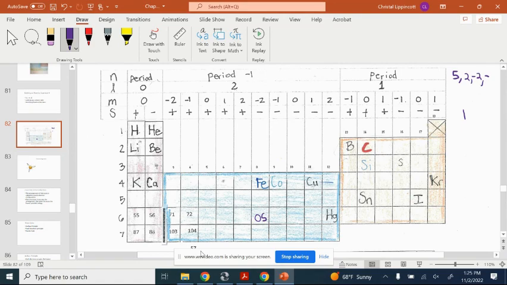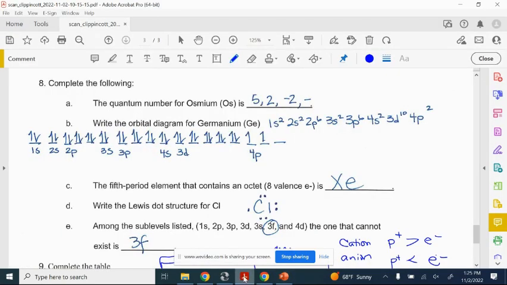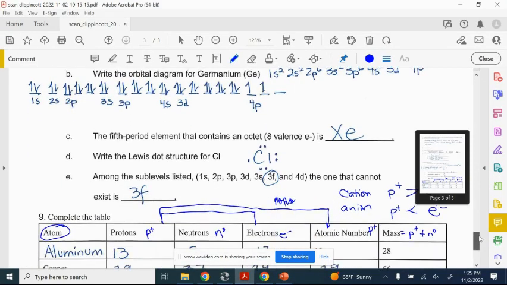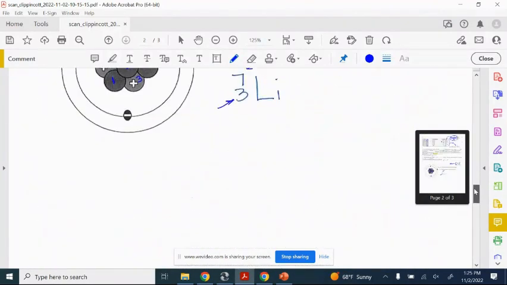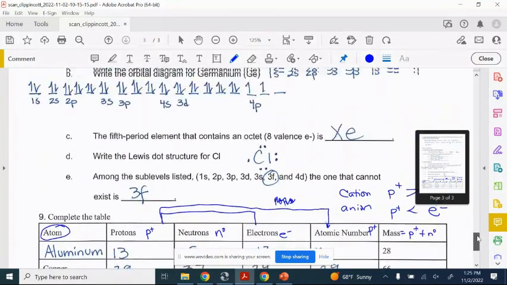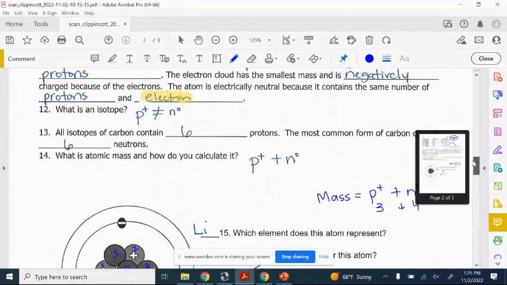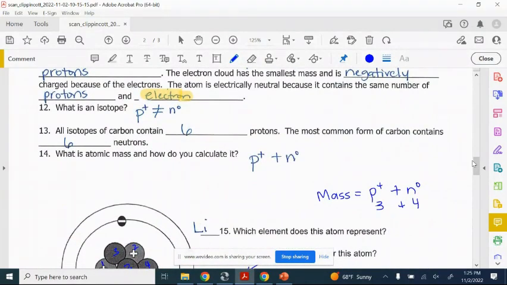Number 14 says, what is atomic mass? How do you calculate it? You just wrote the equation. So do you need to explain atomic mass or no? Yeah, it's just the number of protons and neutrons in the nucleus. I don't know how else to explain it other than to just give you the formula. Okay.